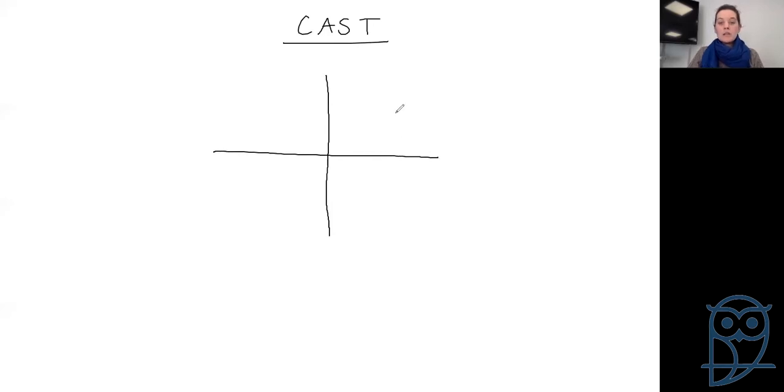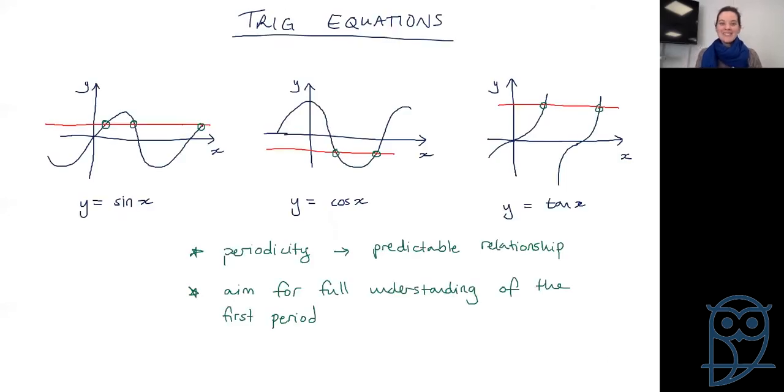I've just been asked a question: does a period mean the first 180 degrees? A period is one repeat of the graph. It can be 180, it can be 360, it can be 720. It depends on the precise graph that you're looking at.